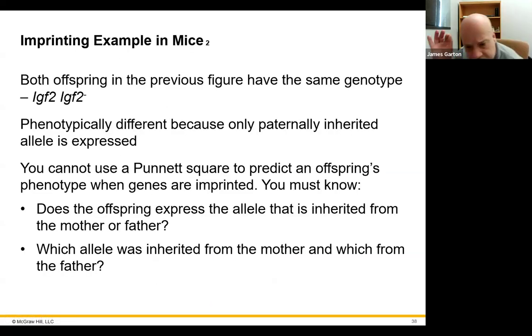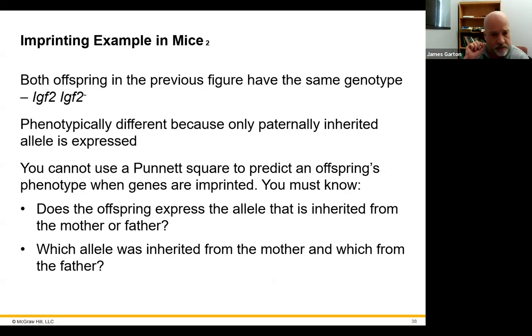Now, in that example just given, the F1 offspring have the exact same genotype. They are all heterozygous. At the phenotypic level, they are different. So even though they have the exact same genotype, they're going to look different because they got one gene from the father and one gene from the mother. Because of this, unless you're very careful, you cannot easily use a Punnett square to predict an offspring's phenotype when these genes are imprinted.